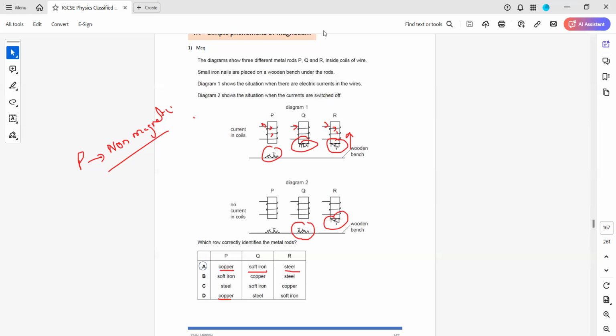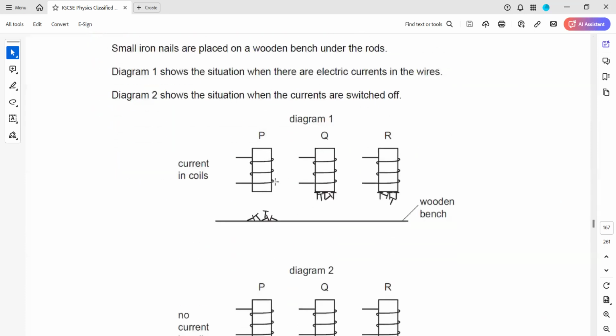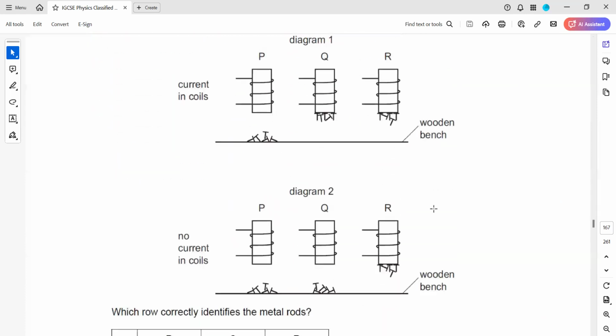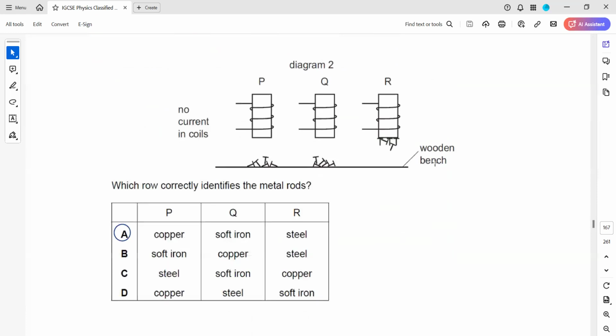Example, steel. And soft magnetic materials magnetize easily but lose their magnetic property easily as well. That's why Q is soft iron and P is a non-magnetic material. So it can be copper, aluminium, or any other material which is not magnetic. So option A is the valid answer for this.